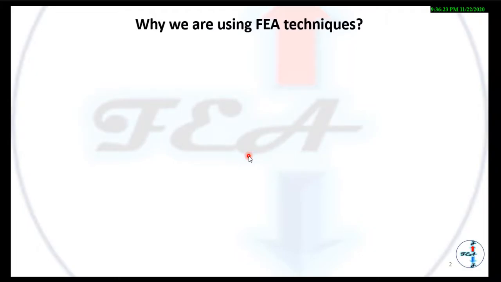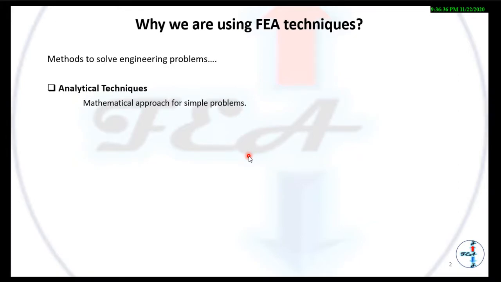First thing is we should know why we are using FEA technique. While coming to this point, we have several methods to solve engineering problems. First one is analytical technique. This is well known to everyone, and here we are using a mathematical approach. Actually, we have to formulate equations.